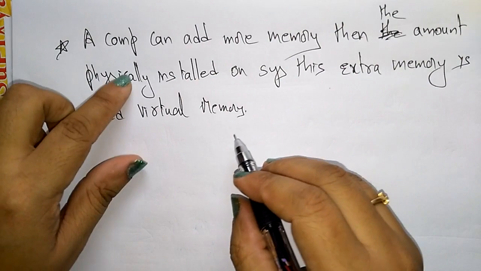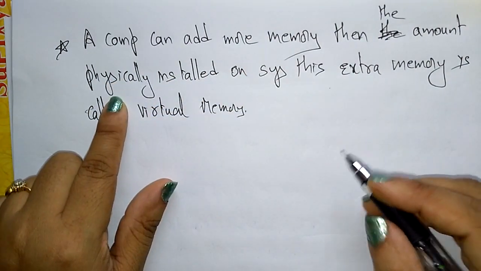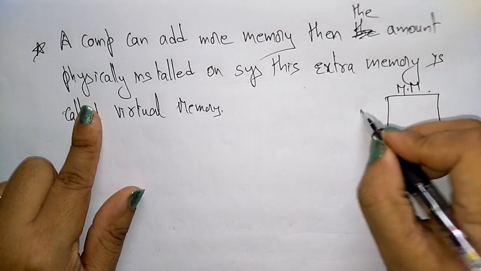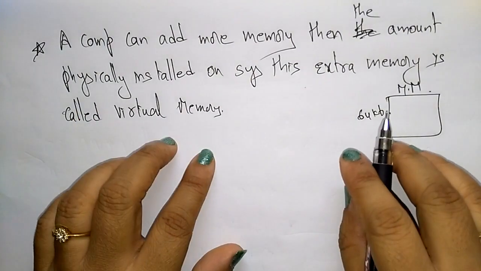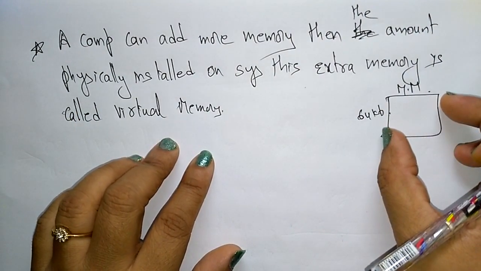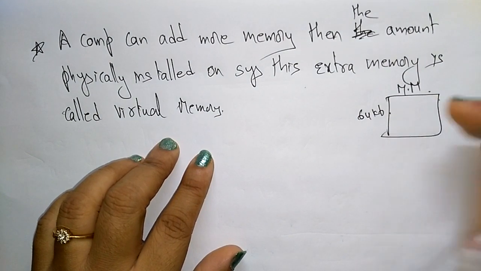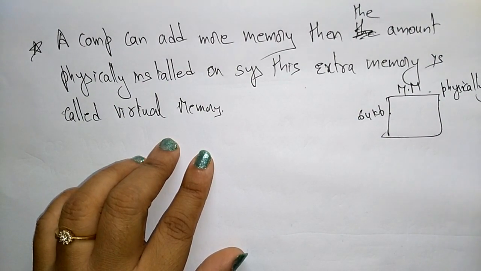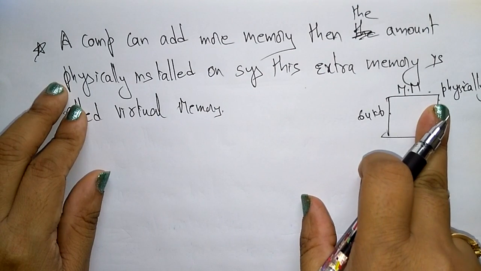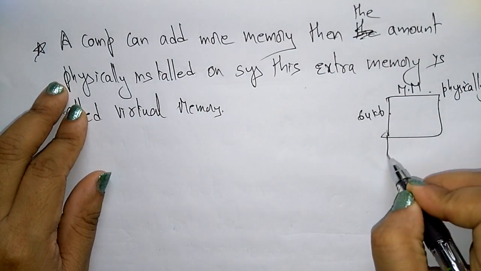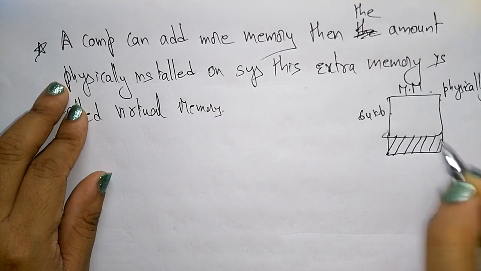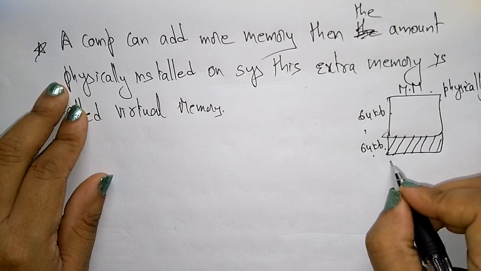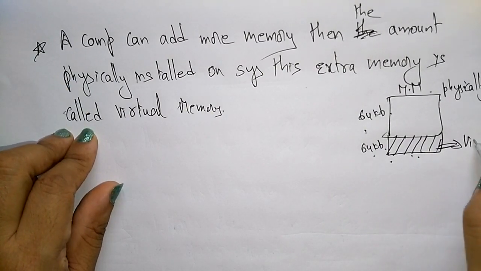So a computer can add more memory than the amount physically installed. Suppose we thought that the main memory can store up to 64 KB. So it can store 64 KB of memory, and this is physically installed. A computer can add more memory than the physical memory on the system. Already 64 KB is physically installed, and I want to add another 64 KB. This extra memory you call virtual memory.